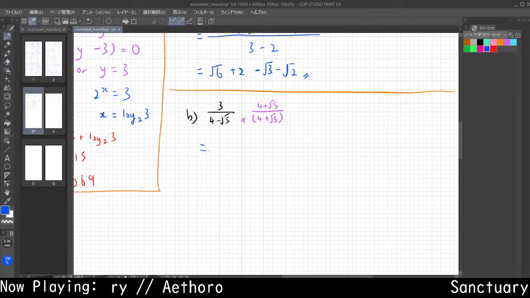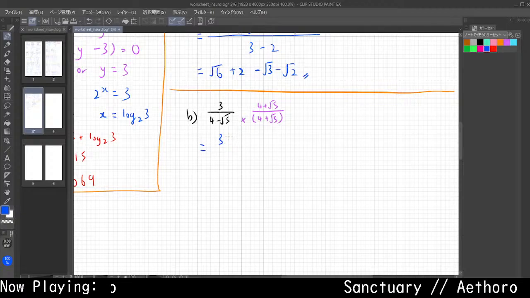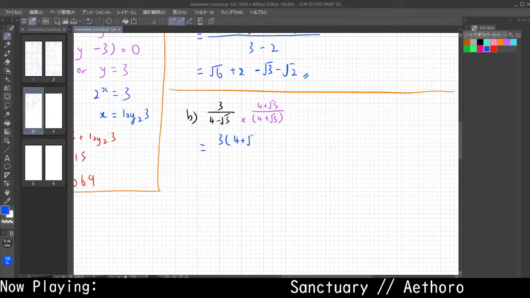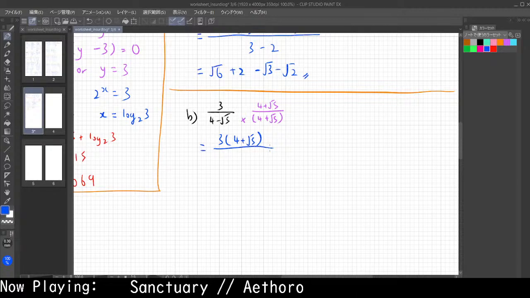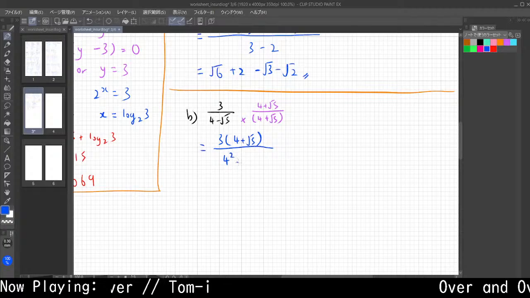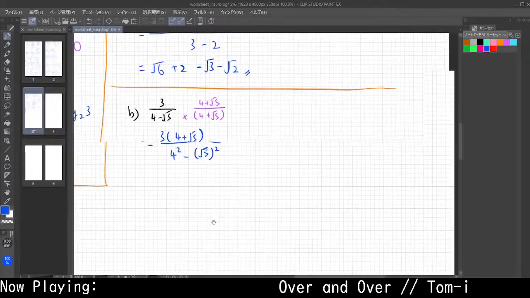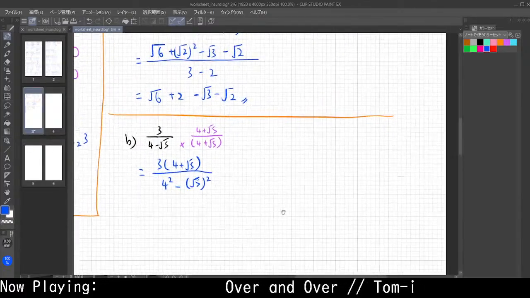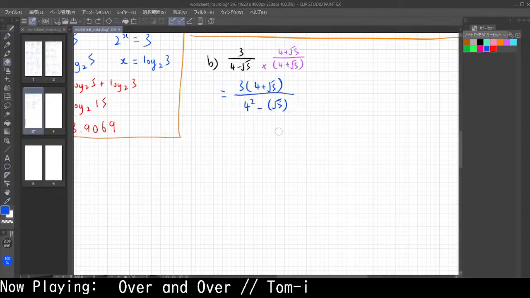This will get you for your bottom, your top is just your number multiplied by your new extra bracket with the square root. Your bottom will always be first thing square minus second thing square. First thing square is 4 square minus second thing square is square root 5 square. Okay, next turn. I can leave the other side for C.